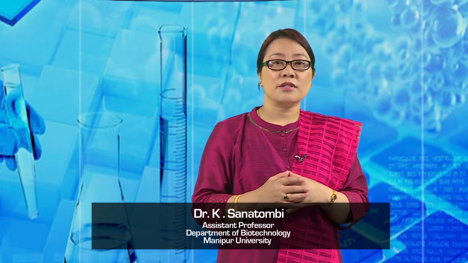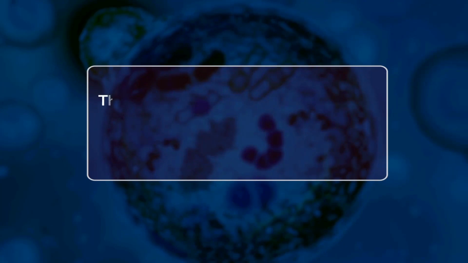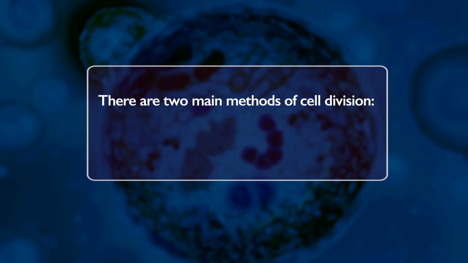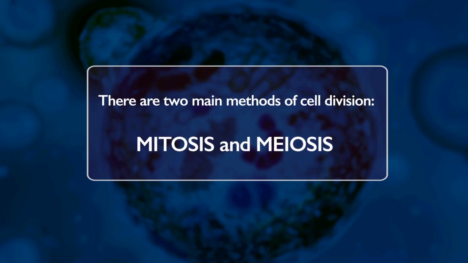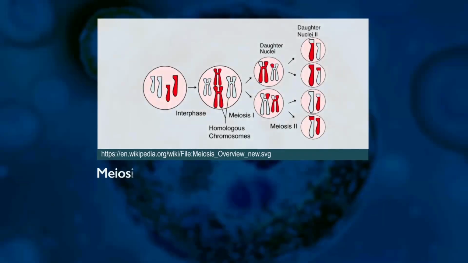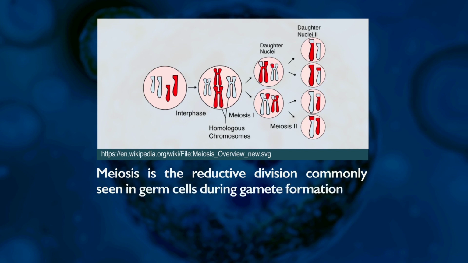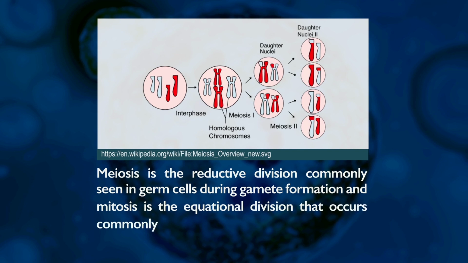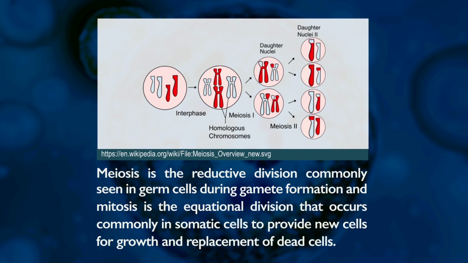Cells form the structural and functional units of all organisms, and cell division helps in the growth of organism and in maintaining tissues. There are two main methods of cell division, that is mitosis and meiosis. Meiosis is the reductive cell division commonly seen in germ cells during gamete formation, and mitosis is the equational division that occurs commonly in somatic cells to provide new cells for growth and replacement of dead cells.